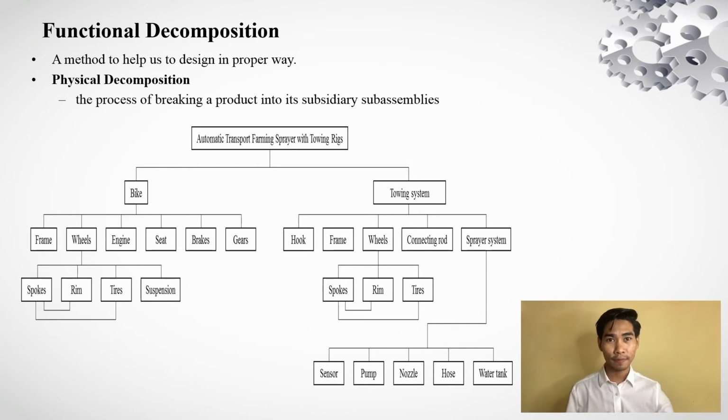Functional decomposition. Functional decomposition is a method to help us design in the proper way. It is a common strategy used for solving any complex task or describing any complex system. This method helps engineers understand the product well by creating the physical decomposition first and then followed by the flow types. Physical decomposition is the process of breaking a product into its subsidiary sub-assemblies and components while properly defining the elements that work together to form the product's behaviors. The figure shows the physical decomposition of automated transport farming with towing rigs.